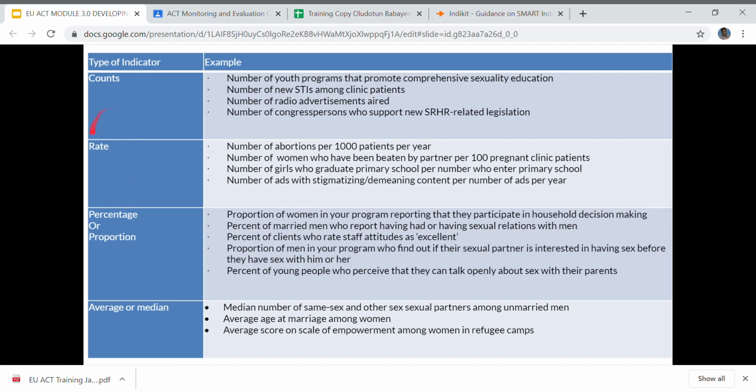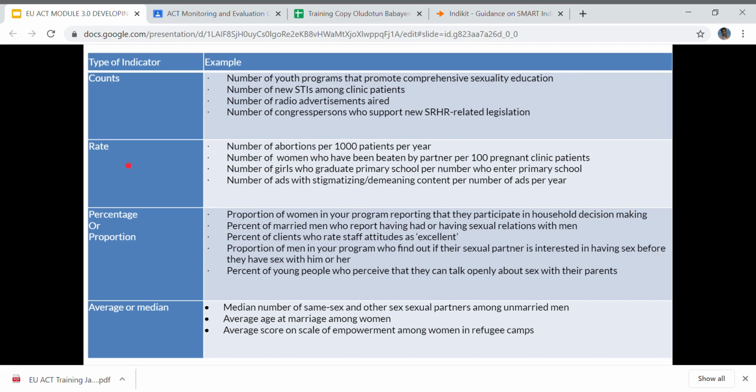Then rates. What is the number of women that have been beaten by their partner per 100 pregnant clinic patients? So these are rates, because a rate looks at two things: the number of ads, for instance, per year. So in a year, how many media organizations have been able to run ads about stigmatization of women, about corruption in the public sector, about petty corruption in the education system.